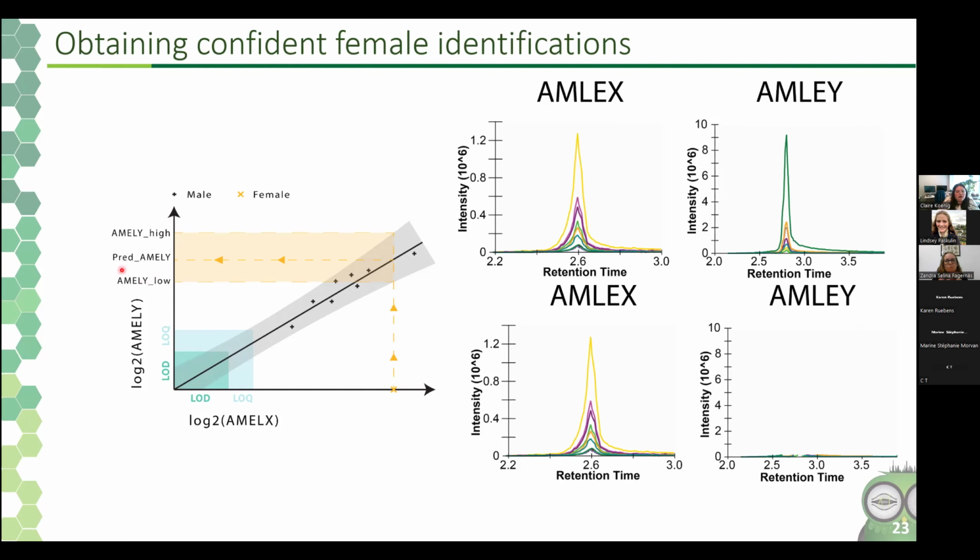Whenever our predicted AML-Y intensity is above our limit of quantification, and the lower range of our confidence interval is above the limit of detection, then we will have a female individual. In the case where the predicted intensity does not fit our criteria, we will have a non-conclusive sample. We decided to add this third option so as to not force female identifications, and to have a non-conclusive analysis in case the intensity was too low.